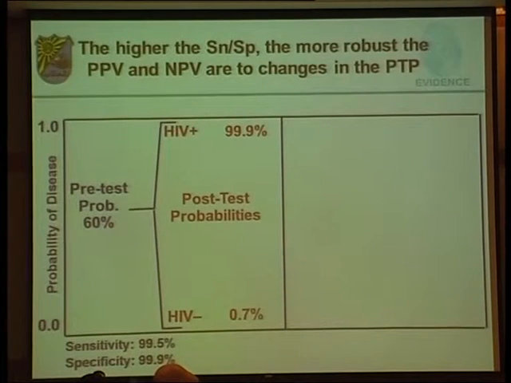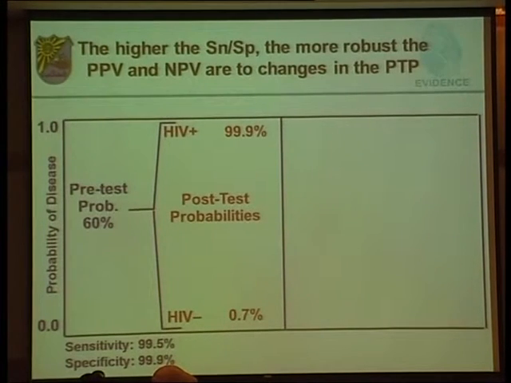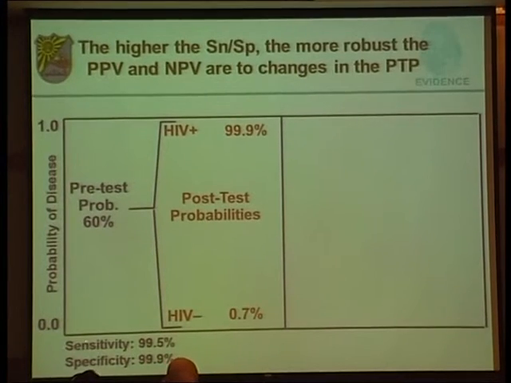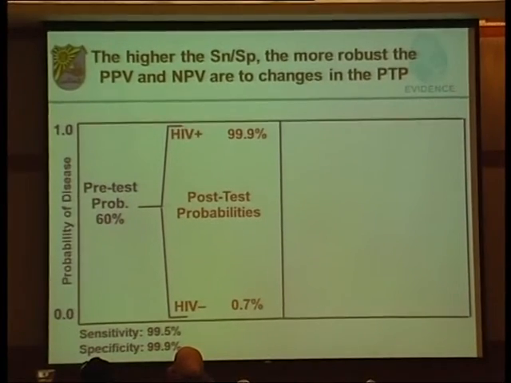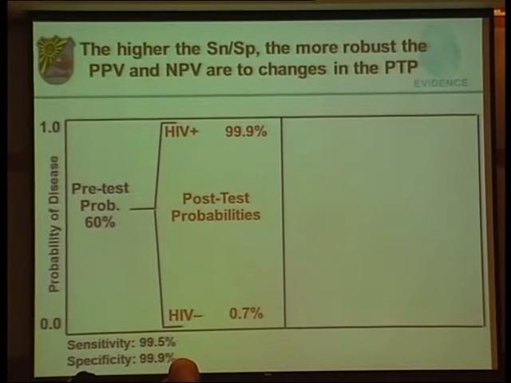Okay? Now, let's look at a different example, the HIV test. Now, down here, you can see the sensitivity of the HIV test is 99.5, and the specificity is 99.9. Is that high? Yes, you can say that's very high. Okay. Now, what happens if you start with a reasonably high pretest probability? Look what happens.